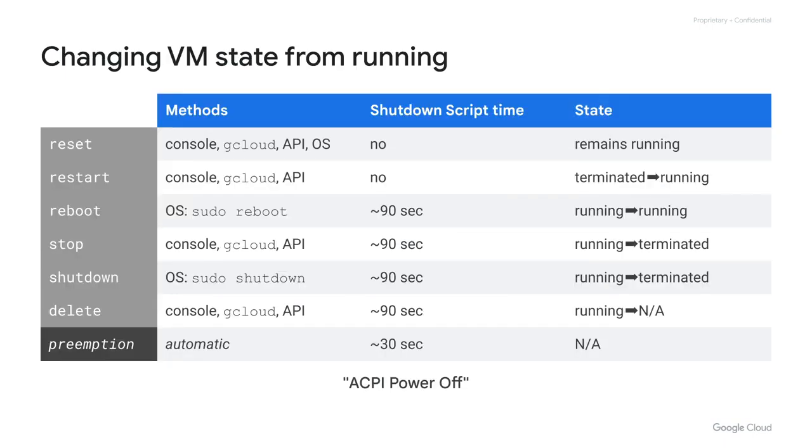There are different ways you can change a VM state from running. Some methods involve the Cloud Console and the gcloud command, while others are performed from the OS, such as for reboot and shutdown. It's important to know that if you're restarting, rebooting, stopping, or even deleting an instance, the shutdown process will take about 90 seconds. For a preemptible VM, if the instance does not stop after 30 seconds, Compute Engine sends an ACPI G3 mechanical off signal to the operating system. Remember that when writing shutdown scripts for preemptible VMs.